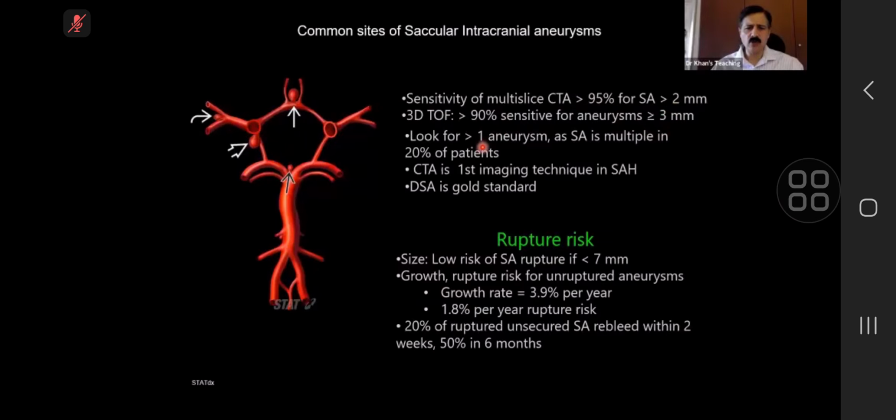Another thing for the exam is that if you see one aneurysm, keep looking, because 20% of patients will have more than one, just like your case. This is known as satisfaction of search, which in the exam they ask you again and again. So these days, the investigation of choice, if there is subarachnoid hemorrhage, is CTA, but the gold standard is DSA. We'll come back to this point.